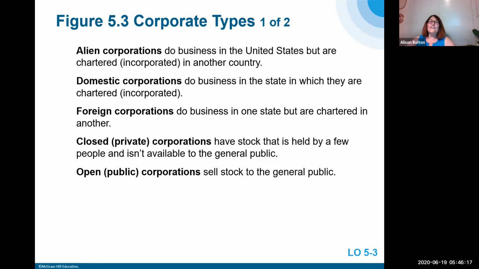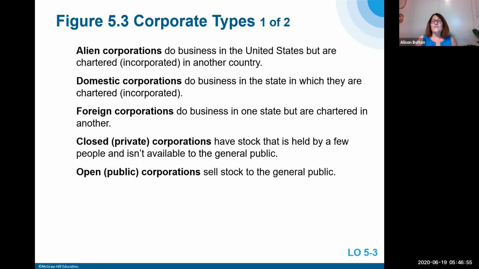All right, alien corporations. Organizations that come into the US to do business here. So we call them alien corporations: they are chartered and incorporated in another country, but they do business here. Domestic is in the state in which they are chartered, incorporated. That's a standard C Corp, could be here in California, that's a domestic. Foreign Corp, they do business in different states, but they aren't chartered there.